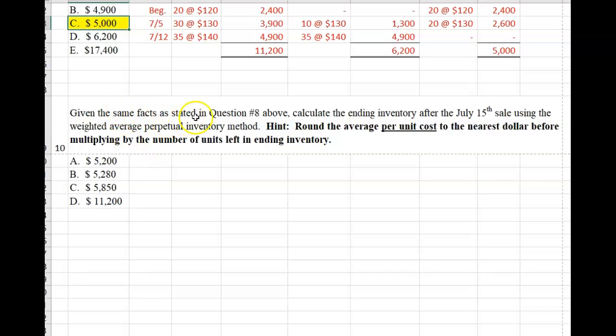Given the same facts as in question number 8 above, calculate ending inventory after the July 15th sale using the weighted average perpetual inventory method. Hint: round the average cost per unit to the nearest dollar before multiplying that cost times the number of units in ending inventory.